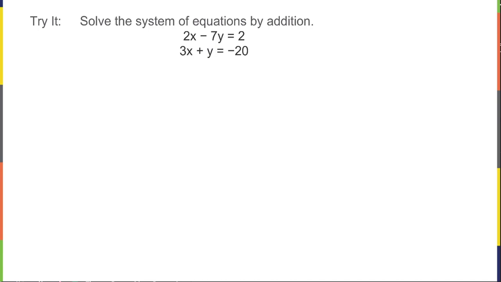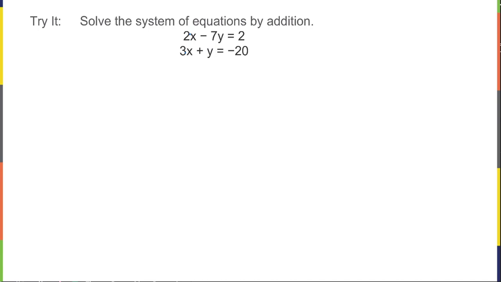Okay, so hopefully you had time to work the problem, and I'm looking at both equations. The variables are already on the left, and they're lined up. So I can make the 2 and the 3 the same by making them both 6s. I can multiply the top by 3 and the bottom by -2.